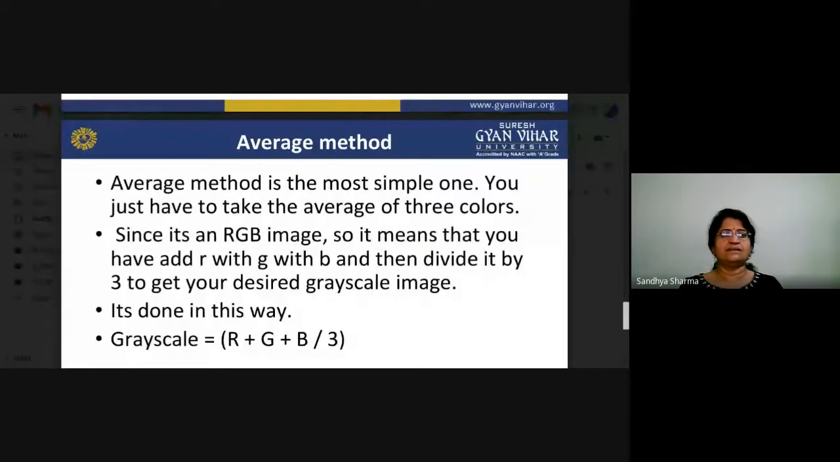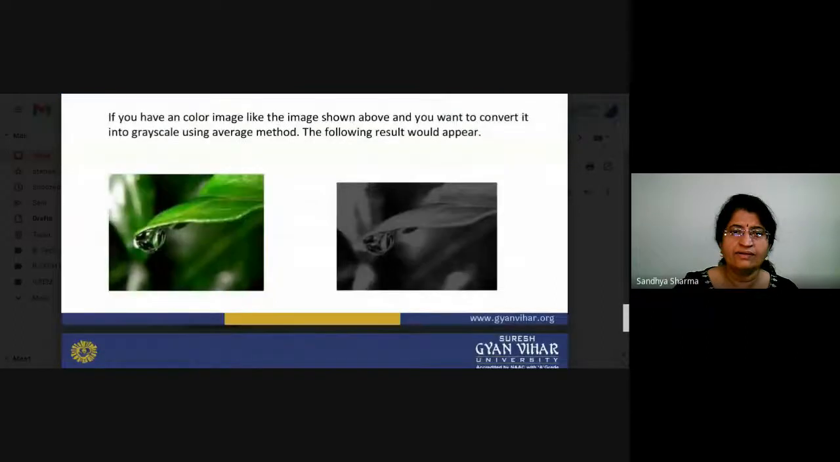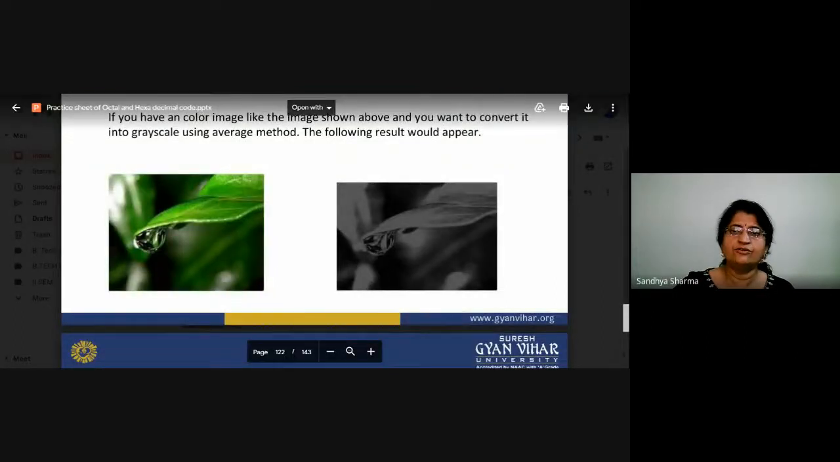So what about the average method? The average method is the simplest one, and you just have to take the average of these three colors. So RGB divided by 3. Since it is an RGB image, you add R with G and B and then divide by 3 to get your desired grayscale image. If you have a color image like the image shown and you want to convert it into grayscale using the average method, the following results would appear.